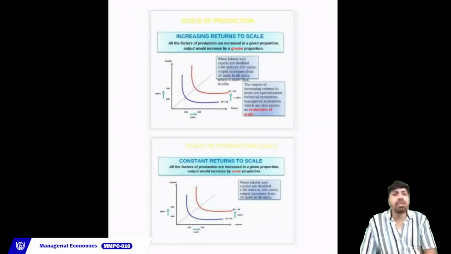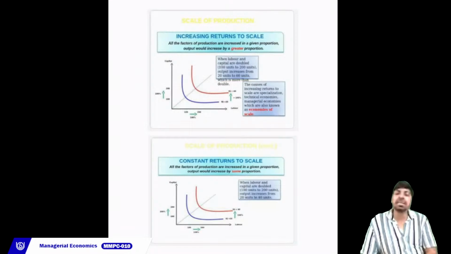Now we talk about the returns to scale. When we talk about returns to scale, it's the law of returns to scale, which is categorized into three parts. The first one is increasing returns to scale, constant returns to scale, and declining or diminishing returns to scale.